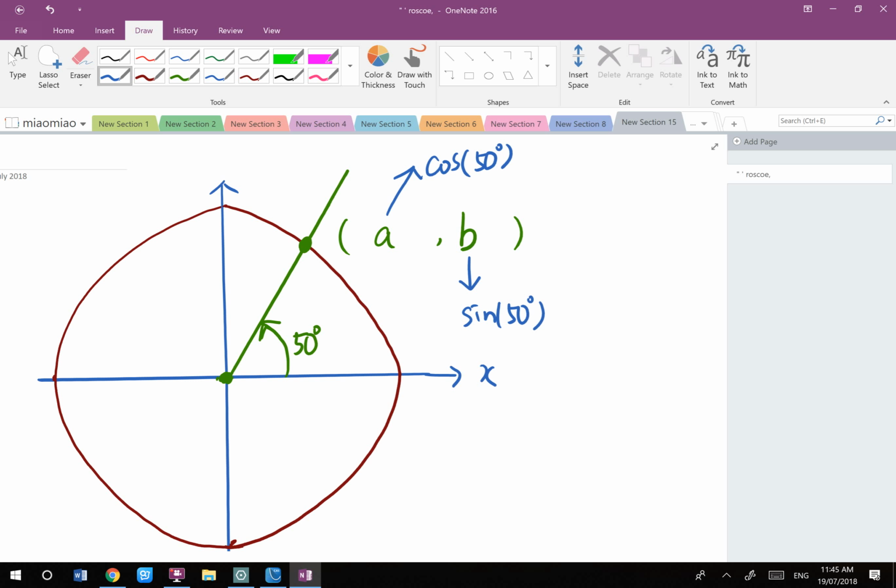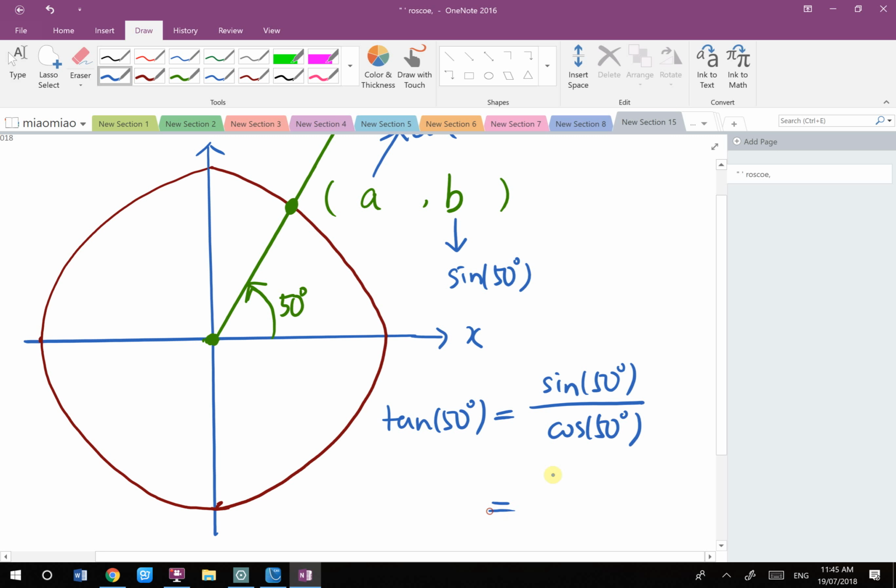So what is tangent? Tangent is easy. Tangent is sine divided by cos. So tangent 50 is sine 50 divided by cosine 50, which is the y value divided by the x value. So it's b over a. It's the y coordinate divided by the x coordinate, and that gives you the tangent value. All right.